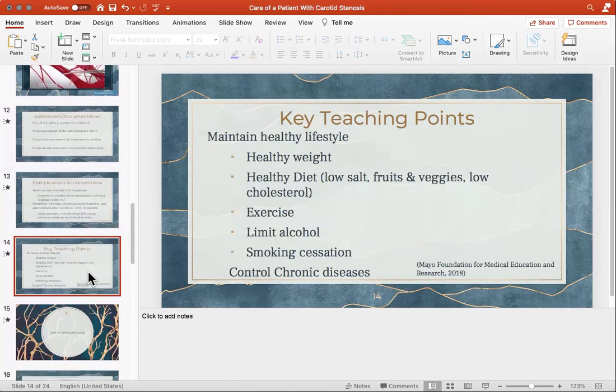When teaching these patients upon discharge what to do to prevent this from happening again or to decrease their risk moving forward, teach them about maintaining a healthy lifestyle, including healthy weight, healthy diets like a low salt, lots of fruits and veggies, low cholesterol, exercising regularly, limiting the amount of alcohol one consumes, as well as smoking cessation, and then controlling these chronic diseases such as diabetes and hypertension, hyperlipidemia.